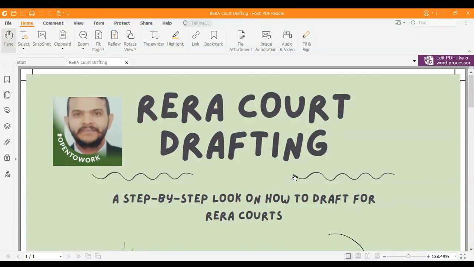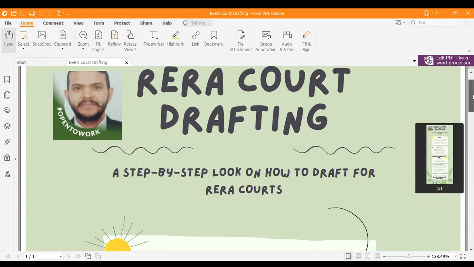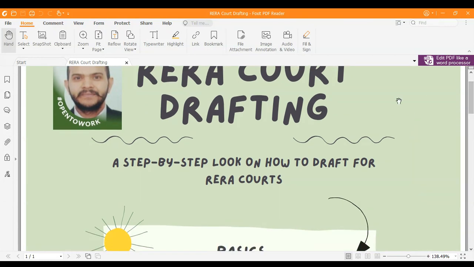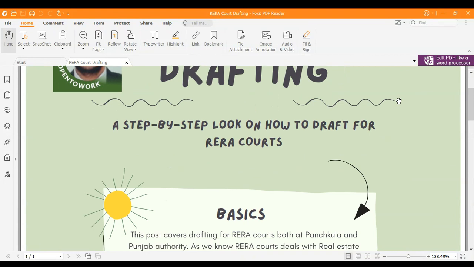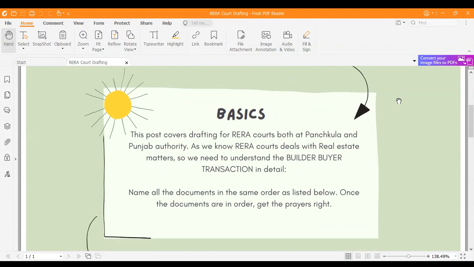Welcome, students. Today I'm going to talk about court drafting for RERA matters. Let us know how, as a lawyer or a law student, one should begin drafting for RERA courts. So, we need to understand the basics first, like how the real estate transaction works.